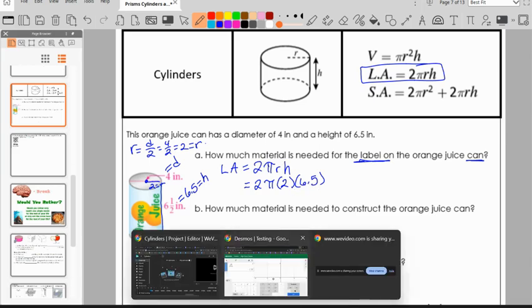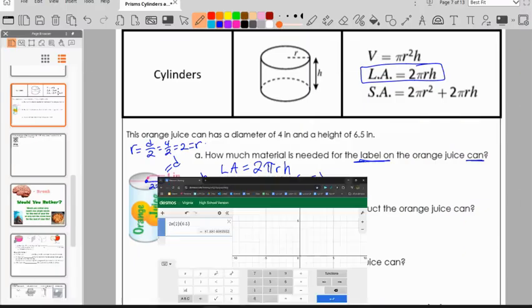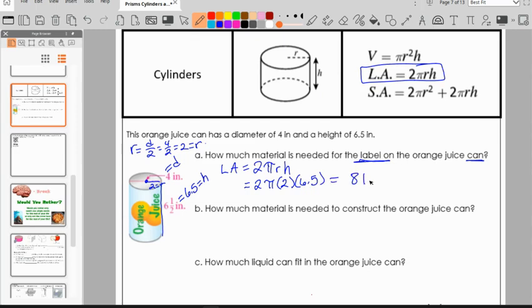So let's practice putting that in because we need to find that pi button on our calculator. So it's 2 times pi. We're not using 3.14 to estimate pi ever again. We're in upper level math at the high school. We're going to use the actual pi button. So 2 times pi times 2 times our height, which was 6.5. Okay, and we get 81.68, which rounds to 81.7. My units are inches. We're looking at lateral area, so that's going to be square inches. So 81.7 square inches.